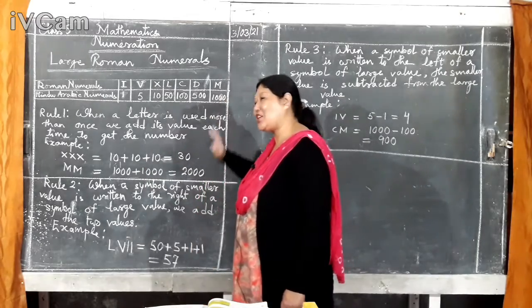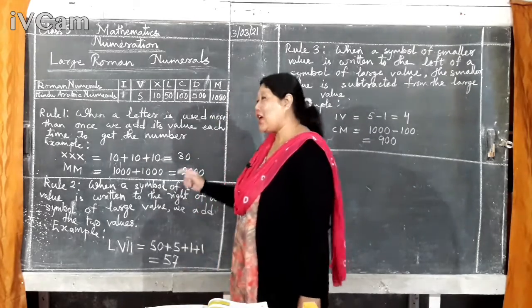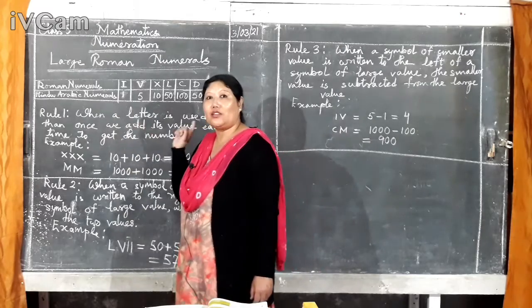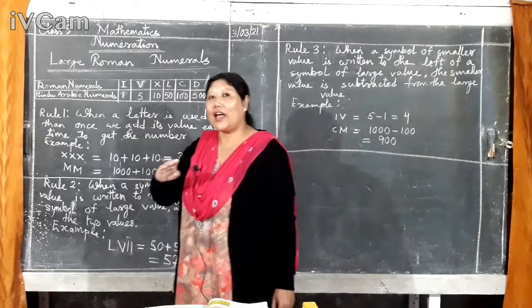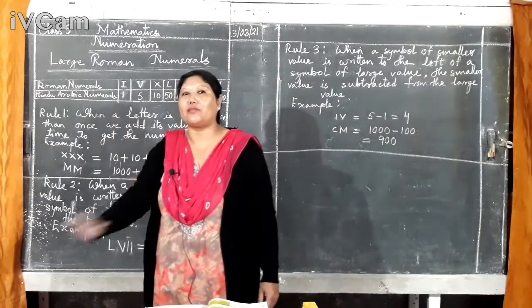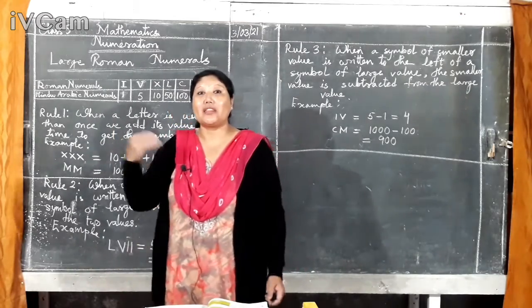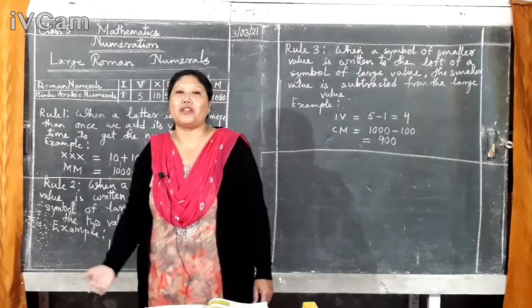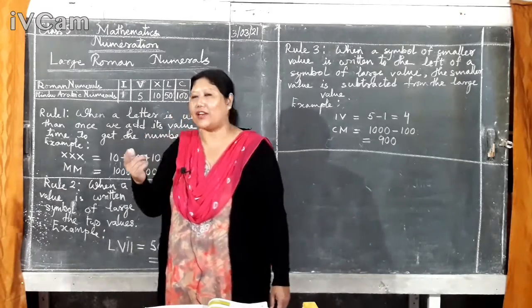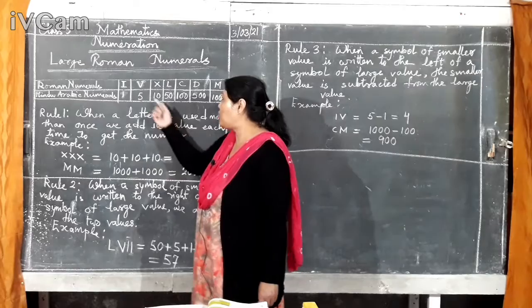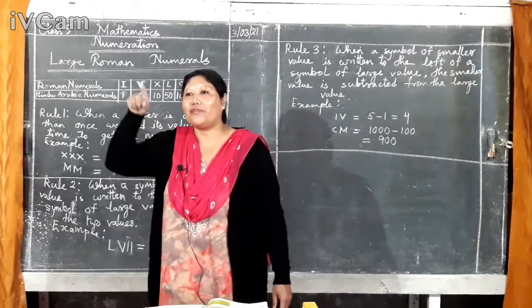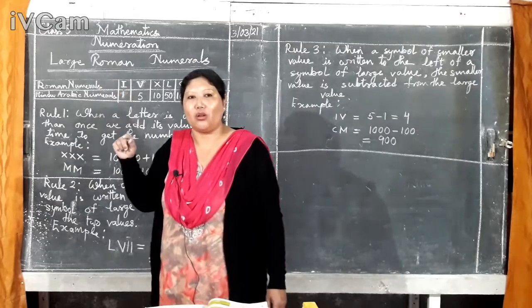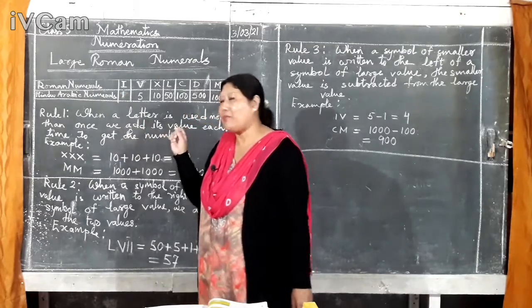This one I had discussed in class 4 also. Some symbols can be repeated 3 times. After that, 4 times, 5 times, it cannot be repeated. But some symbols cannot be repeated at all, you have to write only 1 time. Like 5, V cannot be repeated. You can't write 15 as V, V, V. That is wrong.